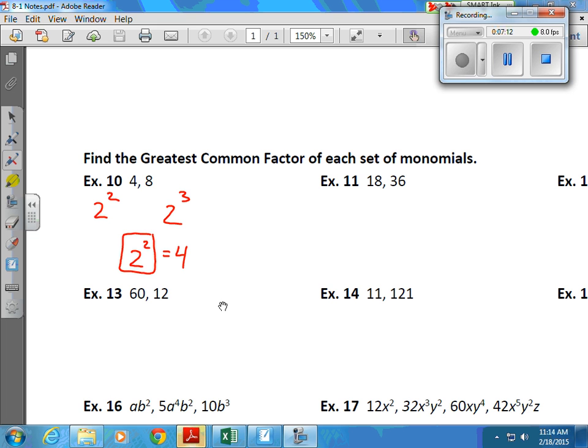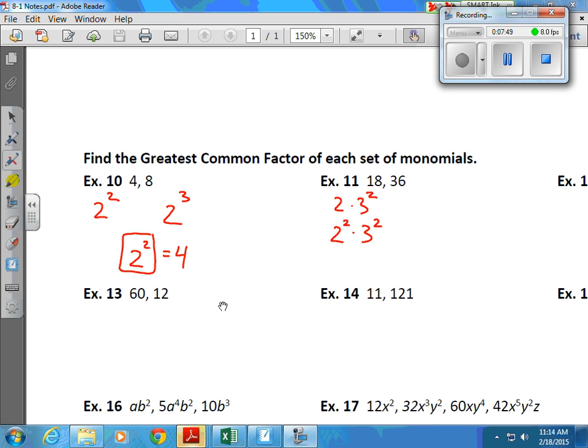2 times 9, which is 2 times 3 squared. What is 36? 18 times 2, and 18 is 2 times 9. So you get 2 times 2 times 3 times 3, which is 3 to the second times 2 to the second. That's 4 times 9.